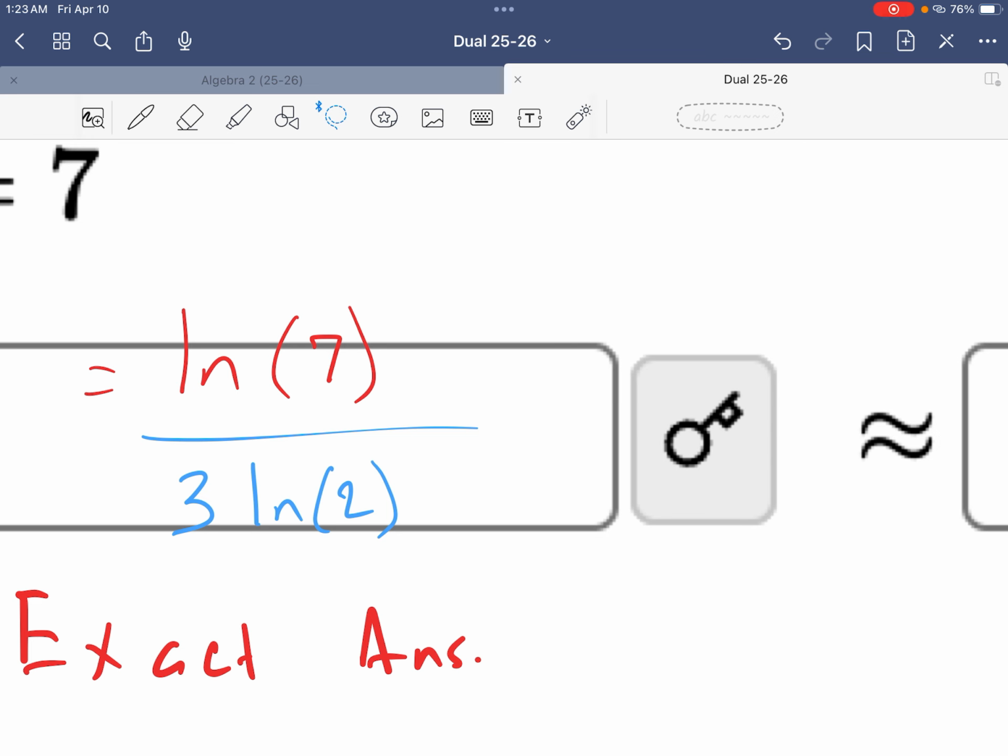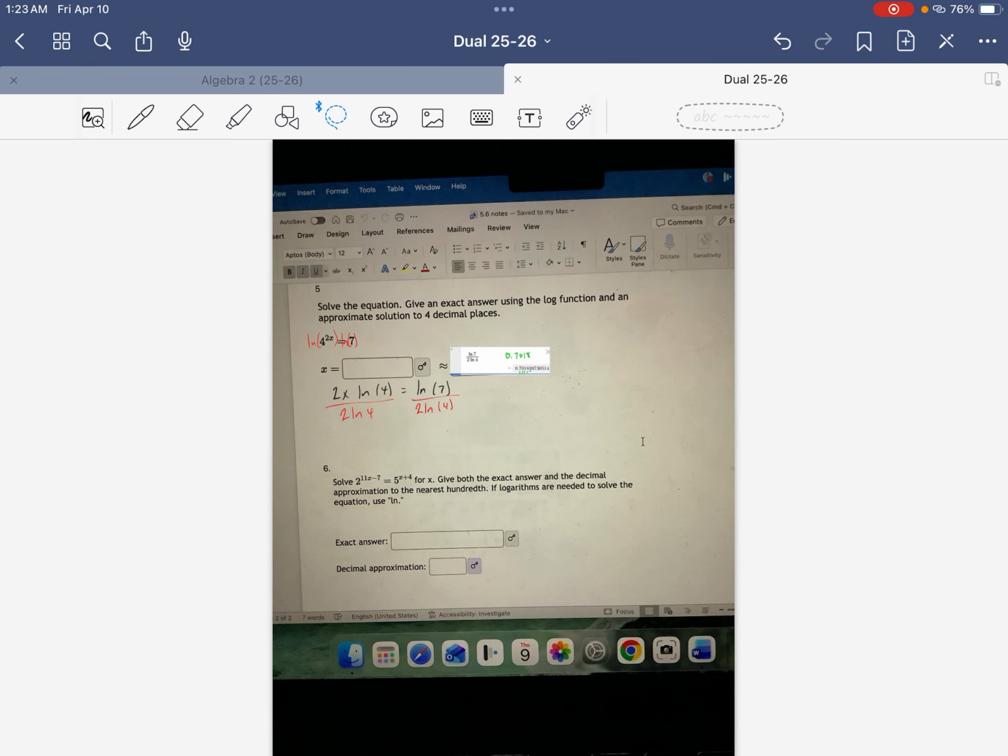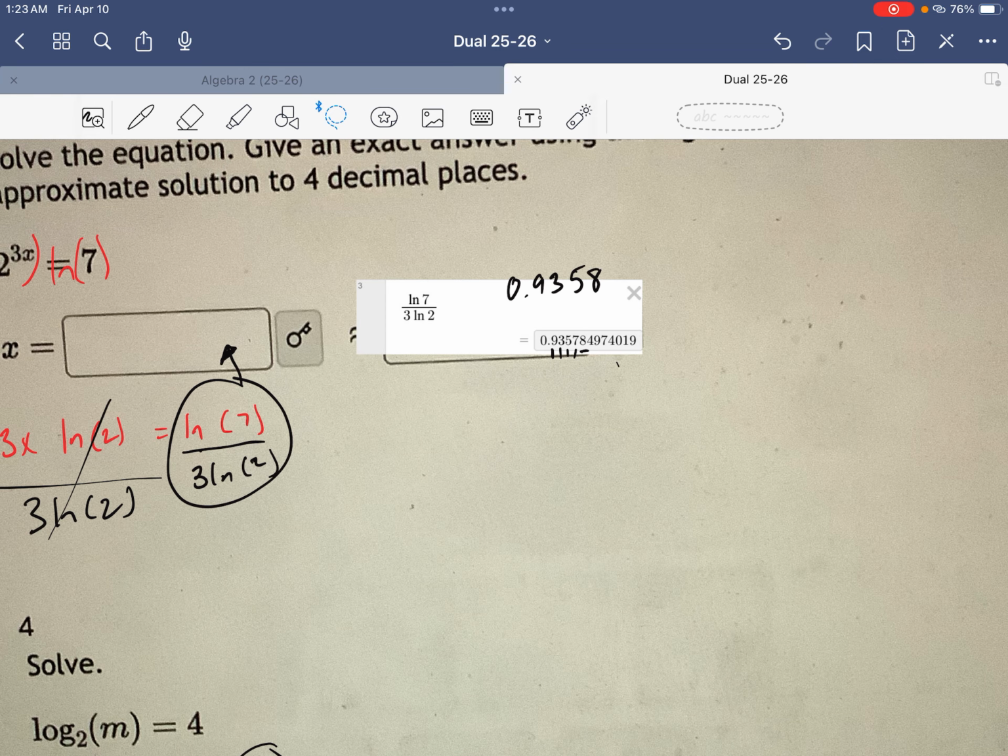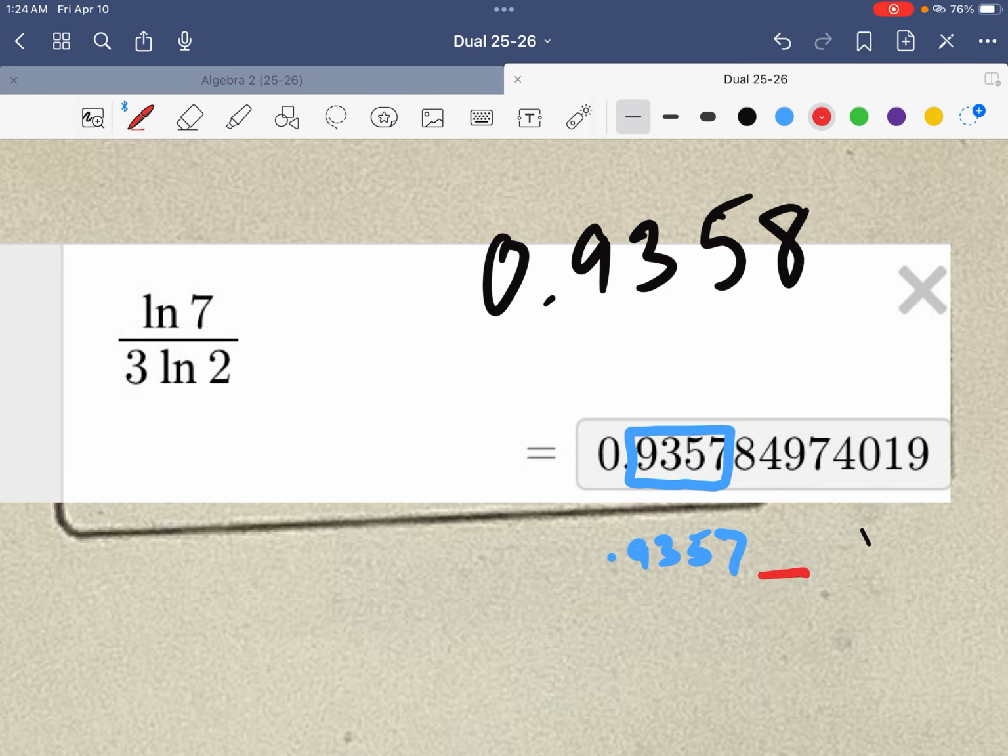And then the next one has to be rounded 4 decimal places. How does that look? Put it on Desmos. What number are you on? 3? Yeah, here's 3. There it is. ln 7 divided by 3 ln 2. Again, you're going to go 4 decimal places. 1, 2, 3, 4. So 0.9357. And then the number afterwards is 8.